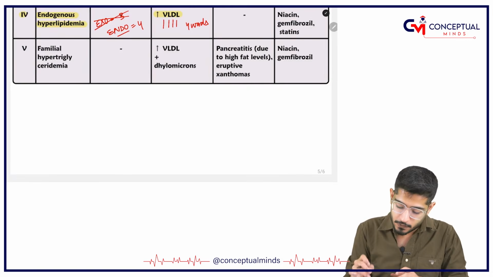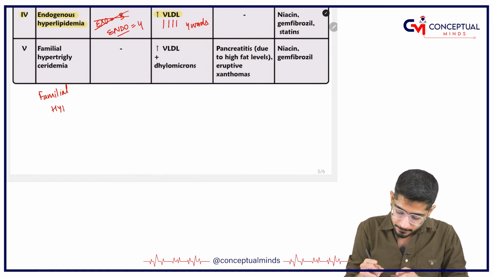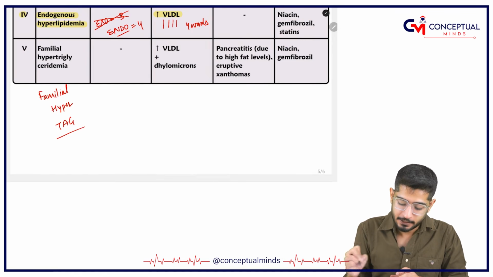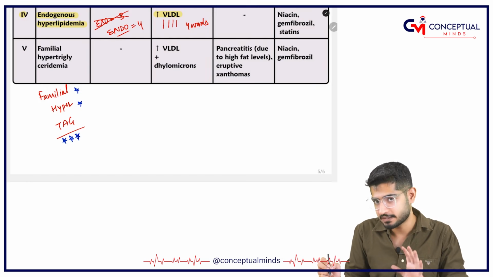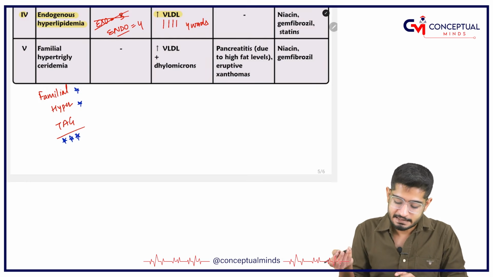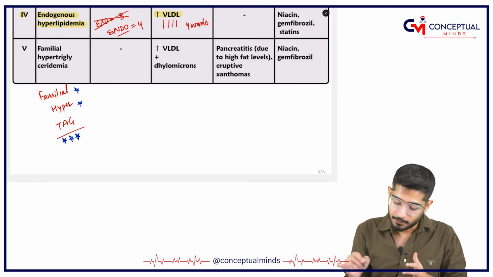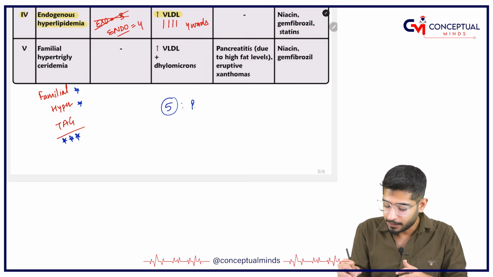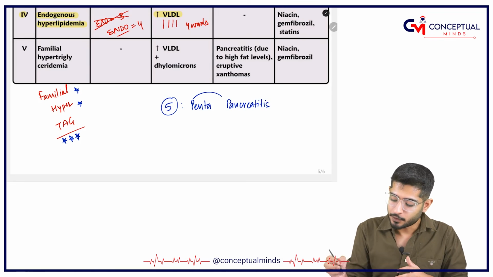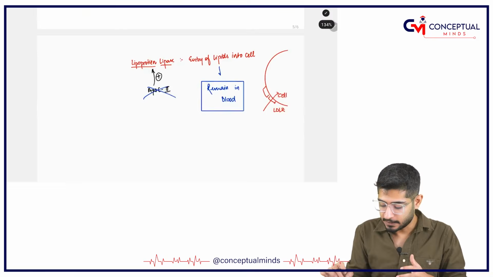Whereas fifth, if you see, so fifth is going to have familial hypertriglyceridemia. So can you see how many words are there? Familial hypertriglyceridemia. 5 words are going to be there, and because the triacylglycerol is more, of course VLDL and chylomicrons, both of them are going to increase. But remember, 5 is going to be called as penta. So P for penta, P for pancreatitis. Okay, pancreatitis, actually it's very similar to type 1. So pancreatitis, you can remember, that's seen in the penta.